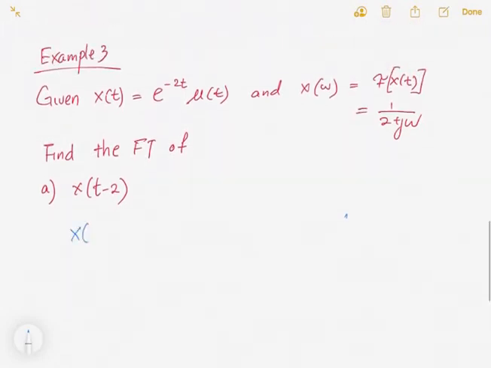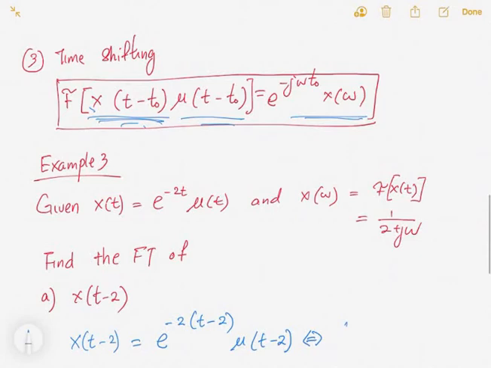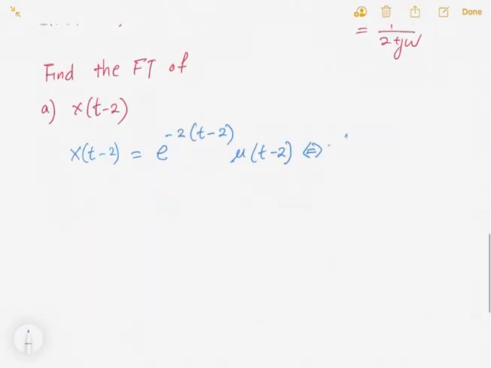So x(t minus 2), if we change it, that means e^(-2(t minus t naught)) u(t minus 2), where t naught is 2. And this is equivalent to what? You refer to the property again, the exponent minus j omega t naught. We know that t naught is 2, so we get e^(-j omega 2).